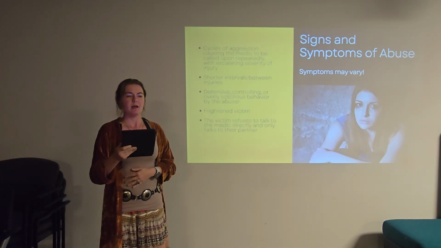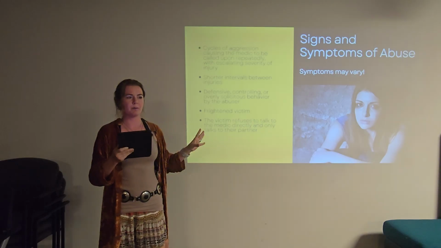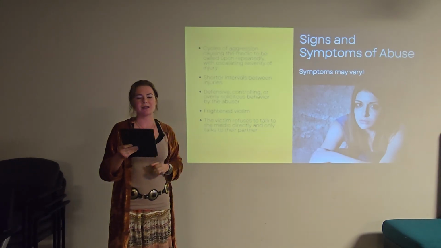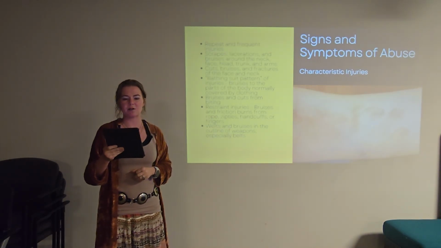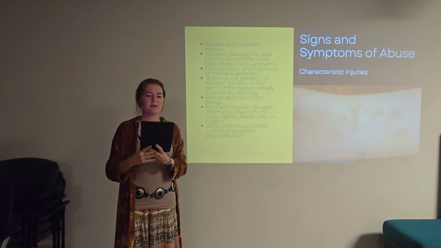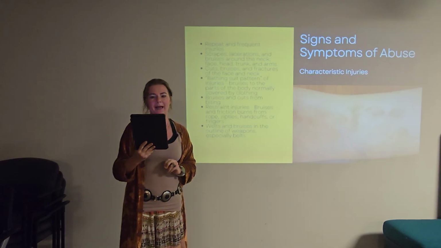Frightened victim. The victim refuses to talk to the medic directly and only talks to their partner, and the partner relays information to the medic. Characteristic injuries. Repeat and frequent injuries. Scrapes, lacerations, and bruises around the neck, face, head, trunk, and arms. Cuts, bruises, and fractures of the face and neck. Bathing suit pattern of injuries.